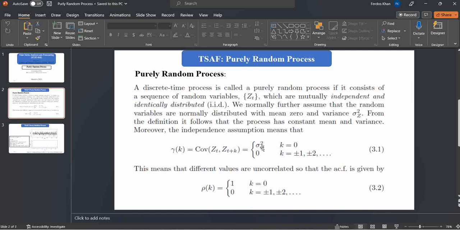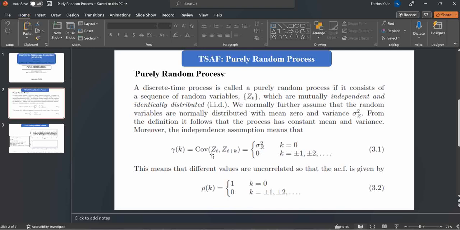I will explain this. Remember that the correlation between two variables is equal to the covariance in the numerator, and in the denominator the standard deviation of x multiplied by the standard deviation of y. So in this case, the correlation coefficient is the covariance between these two variables divided by the standard deviation of zt and the standard deviation of zt plus k. But remember that here k equals 0. This means that lag is 0.